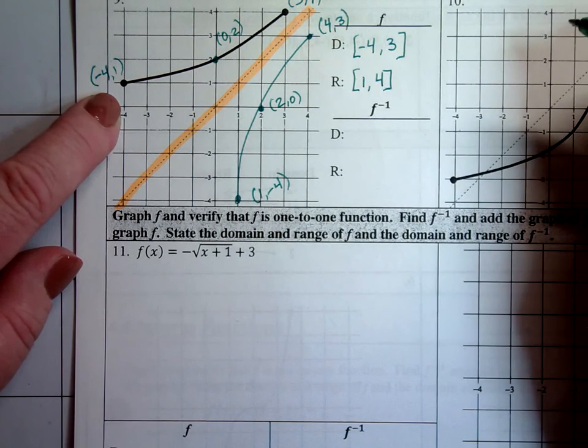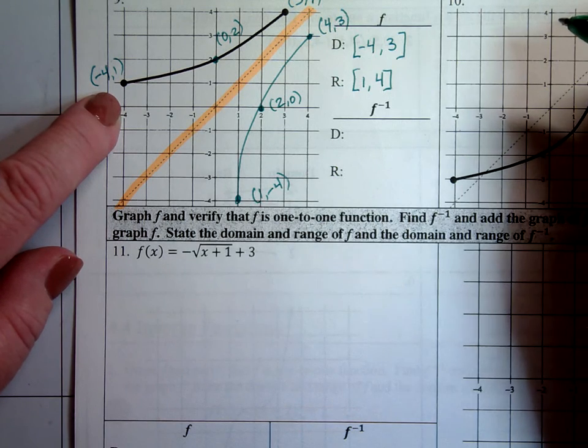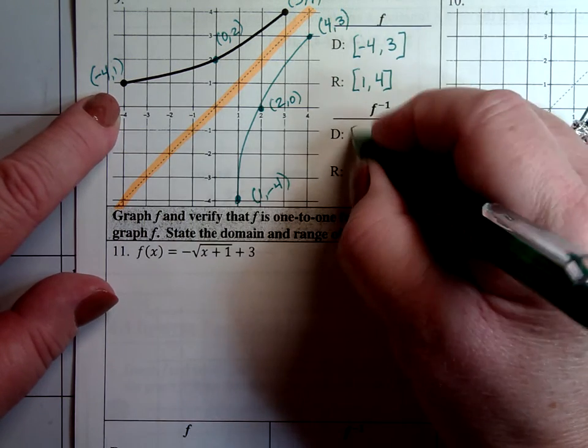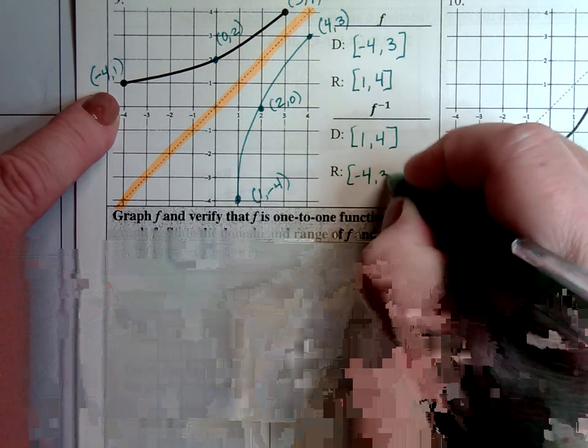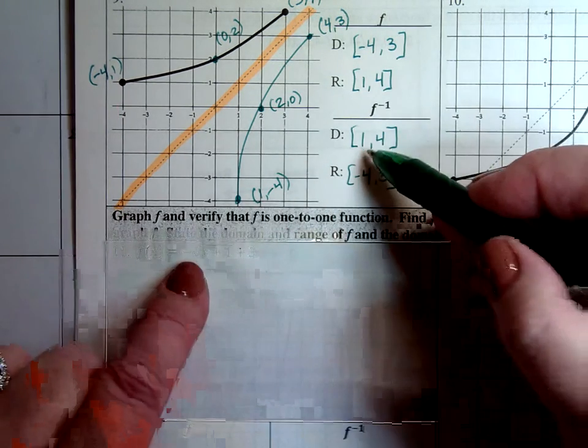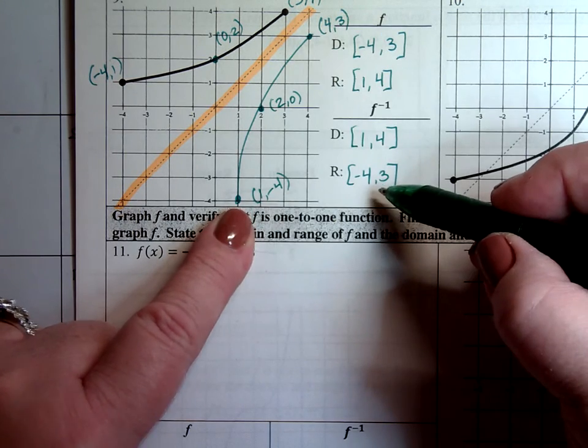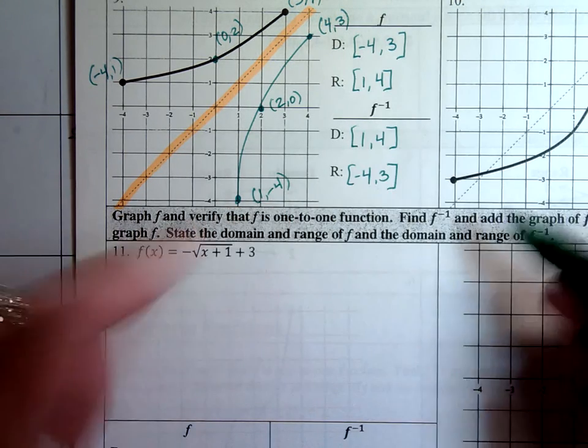Now pretty much all I need to do is switch them as well, right? We talked about that earlier. So my new domain should be 1 to 4, and my new range should be negative 4 to 3. Check yourself out. This one goes 1 to 4 for the x's. The y's go negative 4 to 3, and you're good. So you got that right.